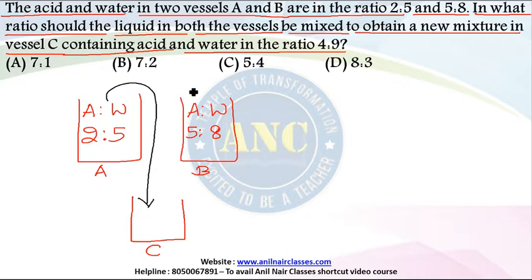Suppose in vessel A I take some liquid, and in vessel B also I take some liquid. When I take some liquid in vessel A as well as in vessel B, the acid and water in vessel C will be in the ratio 4:9. In what ratio should you pick up the liquids from A and B and mix them, so that you will get another mixture in vessel C that contains acid and water in the ratio 4:9? That is the question. I hope the question is very clear for you people.